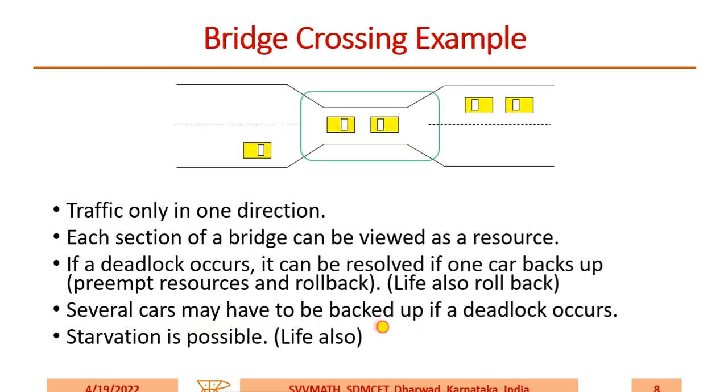Several cars may have to be backed up if deadlock occurs. Already these two have reached here, and only then does this car come backward. It's difficult. All cars should come back. Starvation is possible. Even in life, the same person has to roll back every time.